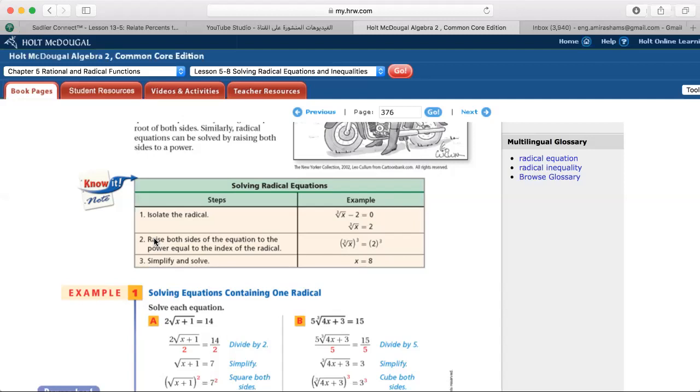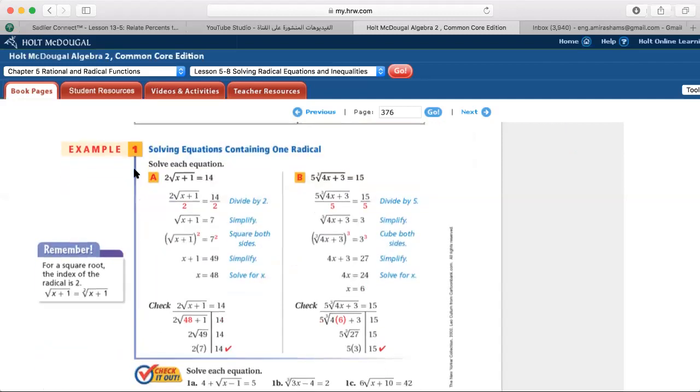As you see here, isolate the radical, which means keep the radical alone on one side. Number 2, raise both sides of the equation to the power equal to the index of the radical. Number 3, simplify. Let's solve an example here.